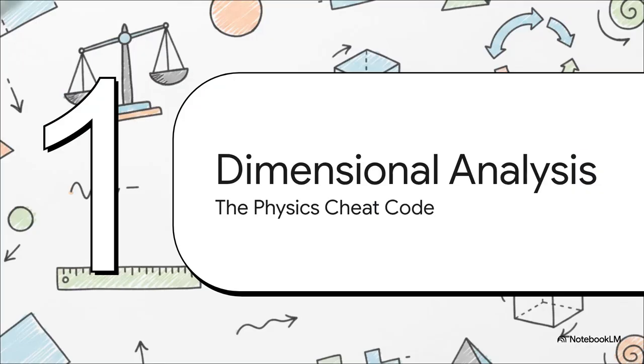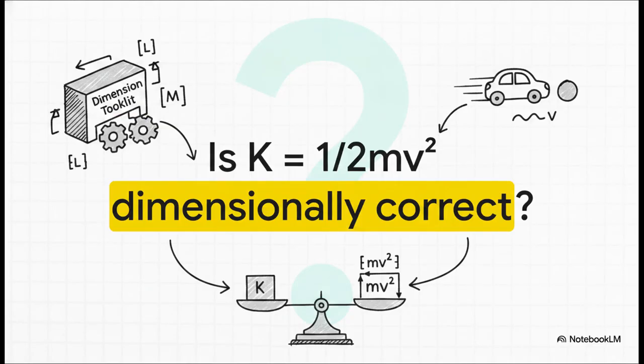And finally, Part 5, Dimensional Analysis in Action, the Physics Cheat Code. I seriously like to call this the physics cheat code because it lets us test equations and even invent brand new ones based on one simple rule, the principle of homogeneity. Basically, you can only add, subtract, or equate quantities that have the exact same dimensions. I mean, you can't add a mass to a velocity, right? It just doesn't make sense.